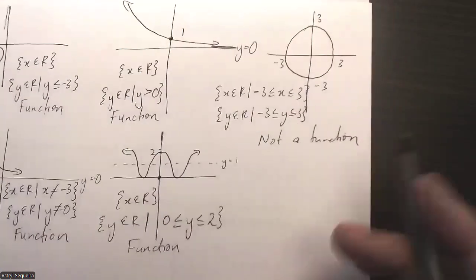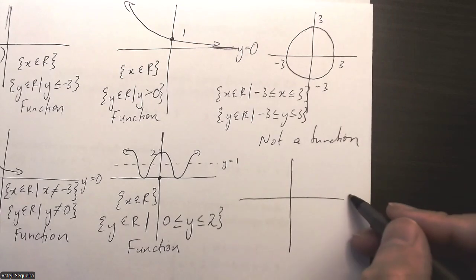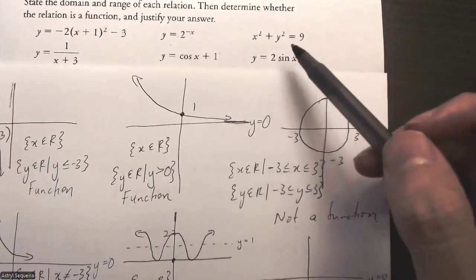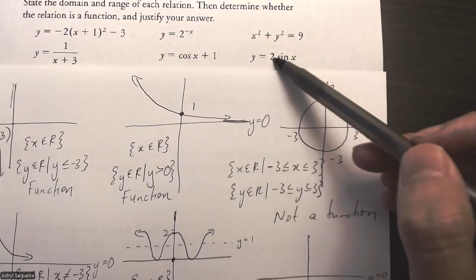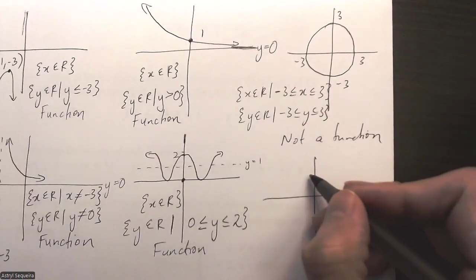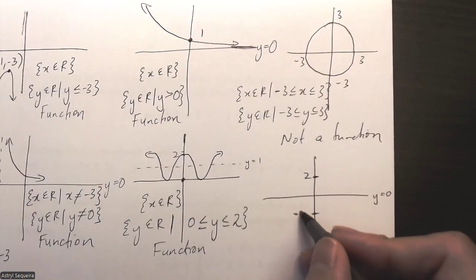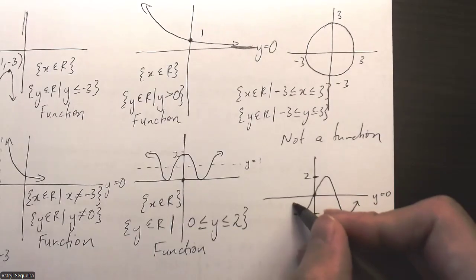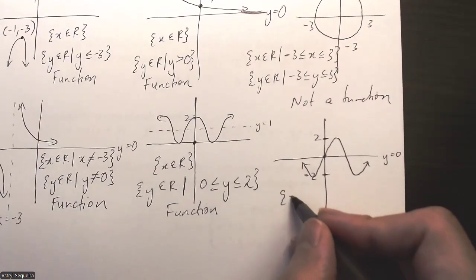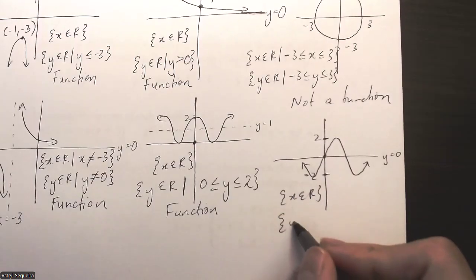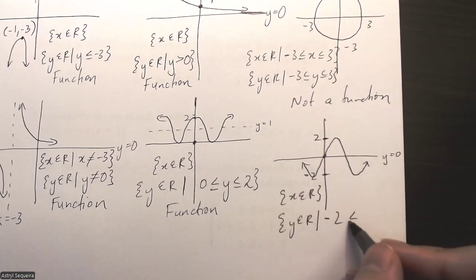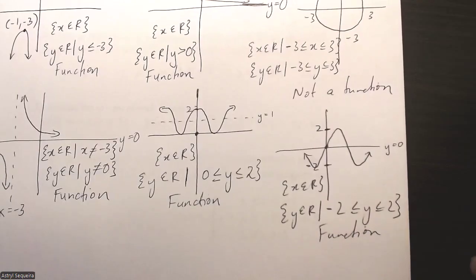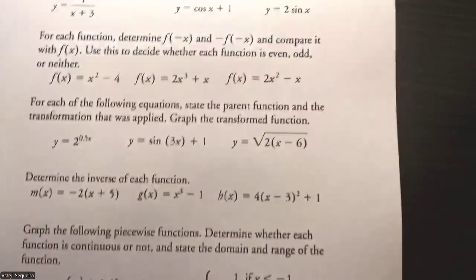The last one is 2 sine x, a sine graph. The equation of axis is just at 0. My amplitude is 2 for this one, so my maximum is 0 plus 2, which is 2, and my minimum is 0 minus 2, which is negative 2. You can draw a sine graph then. Domain is just all real numbers. Range is between negative 2 and positive 2, and this one is a function.